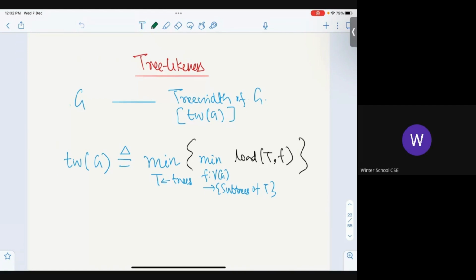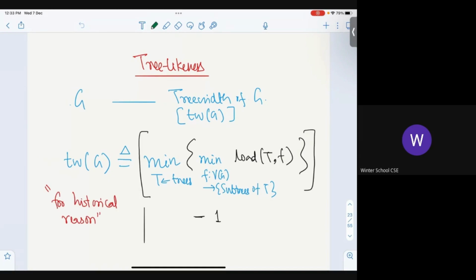So this is our definition of tree decomposition, which is useful, but algorithmically not helpful. But we will now define exactly the same thing, written in a way that makes it easier to use algorithmically. And I'm going to give you that in a minute.